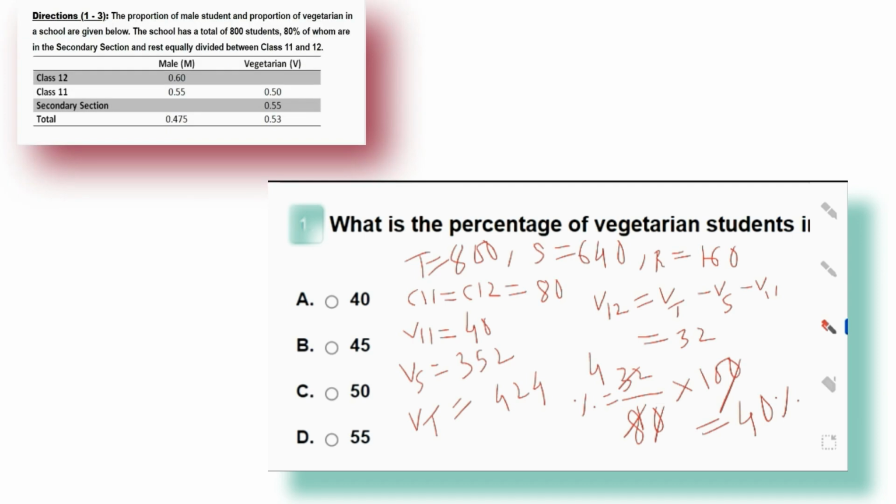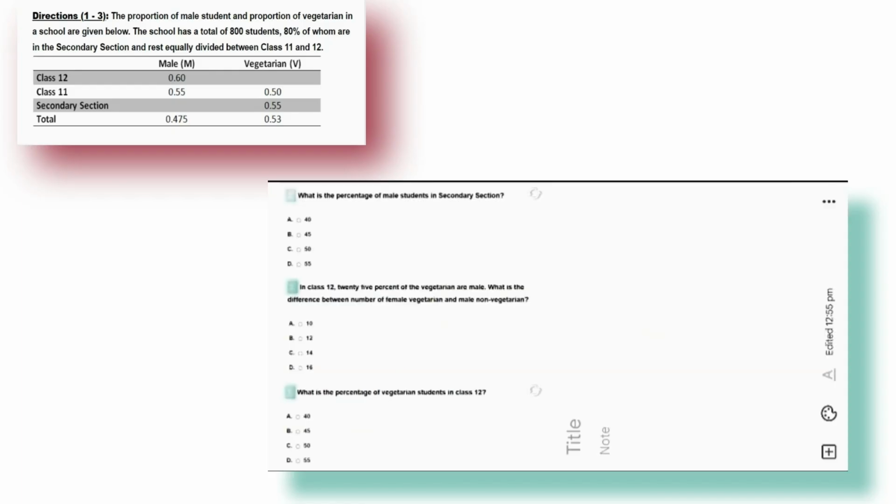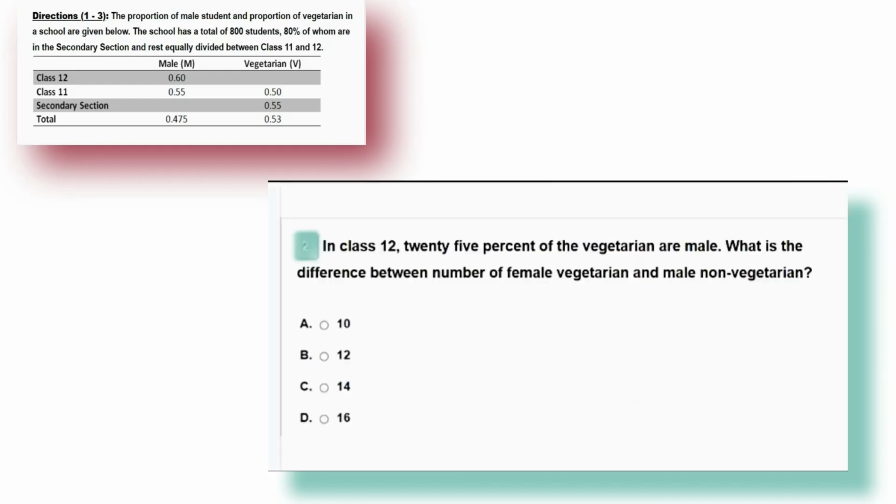So if you understood, then I'm giving you a quiz. Please do this problem. Okay, in class 12, 25% of the vegetarians are male. What is the difference between the number of female vegetarians and male non-vegetarians? So 10, 12, 14 and 16 are the options.